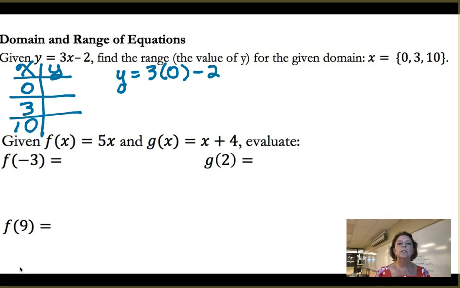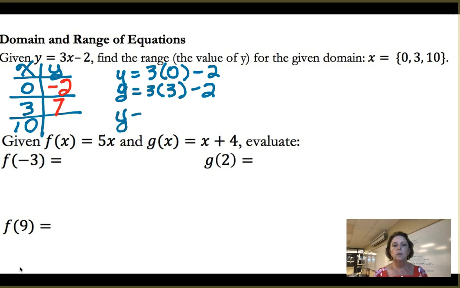So in my first one, I'm going to say 3 times 0 minus 2, use my calculator brain and say that gives me -2. The second one, I'm going to replace x with 3, and I get 7. And the last one, I'm going to replace x with 10, and I get 28. That's just the easiest way to do those.